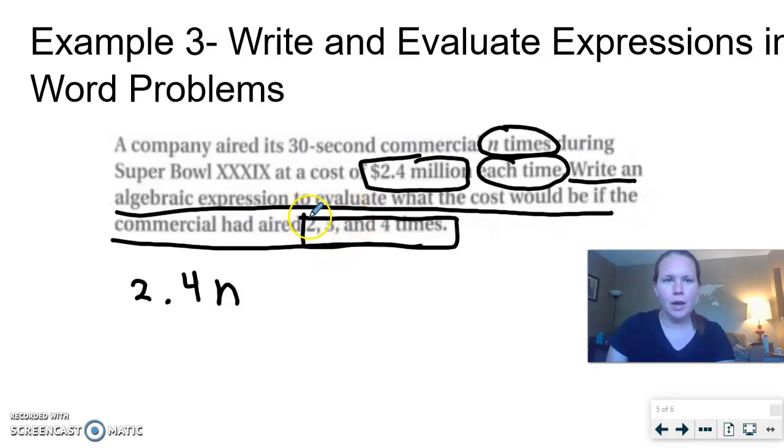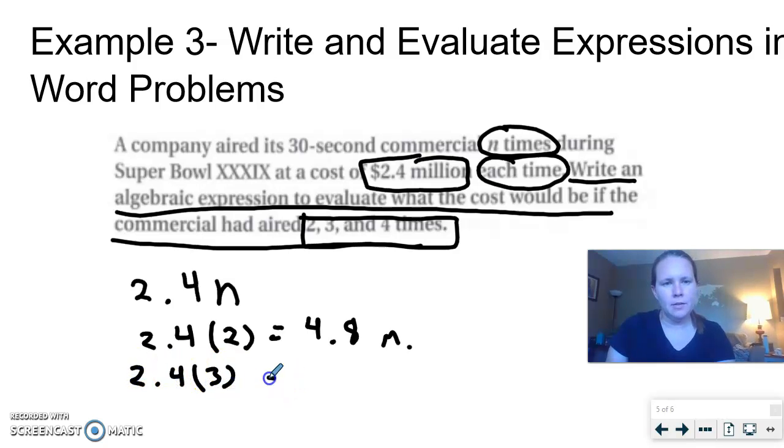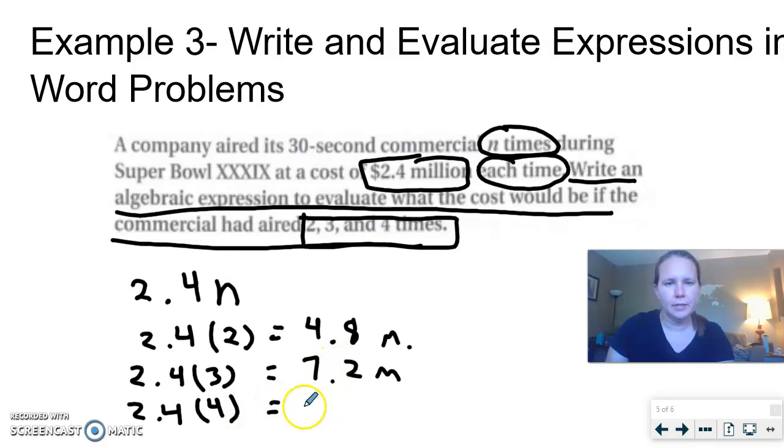So if I want to know how much it's going to cost if I air it 2 times, well, I'm going to plug in 2 for n. So in this case, it would be 2.4 times 2. That would give me $4.8 million. I'm just going to put an M by it for million. Okay, what if I did 2.4 times 3? What would that be? 7.2 million. And if I did it 4 times, so another 2.4 for this one, 9.6 million.